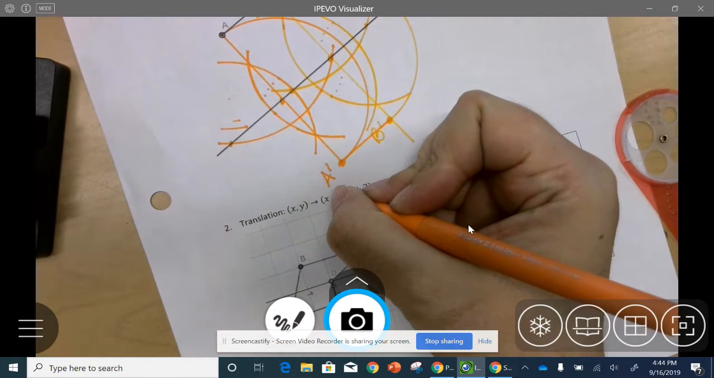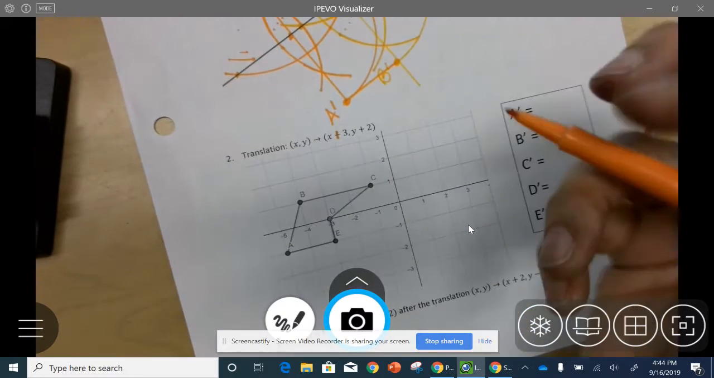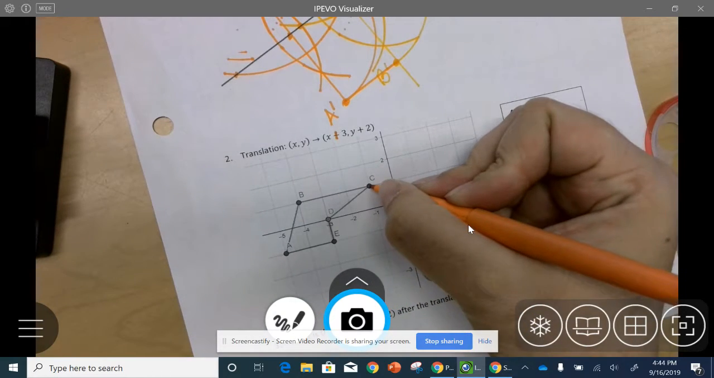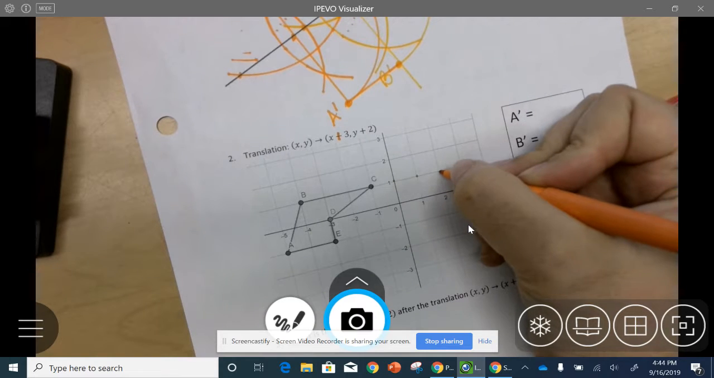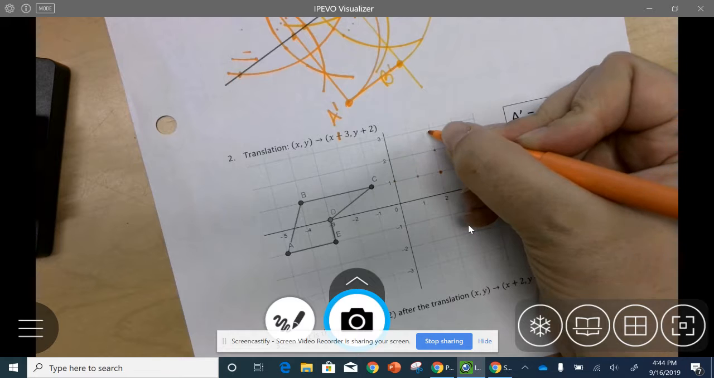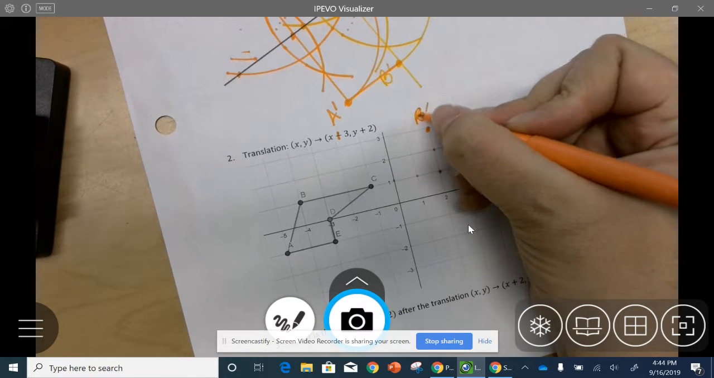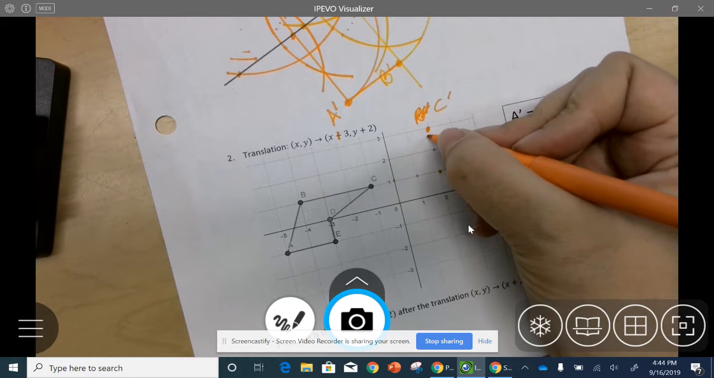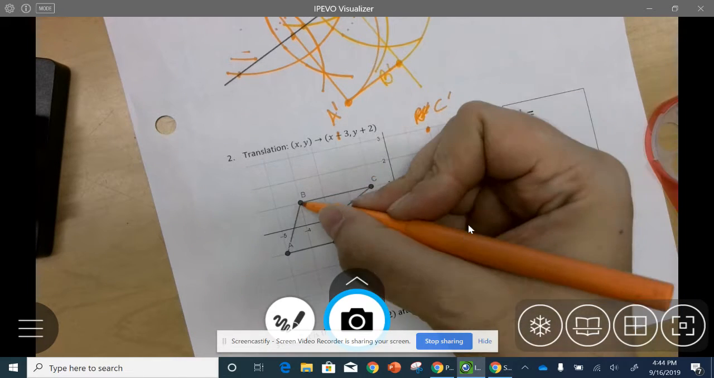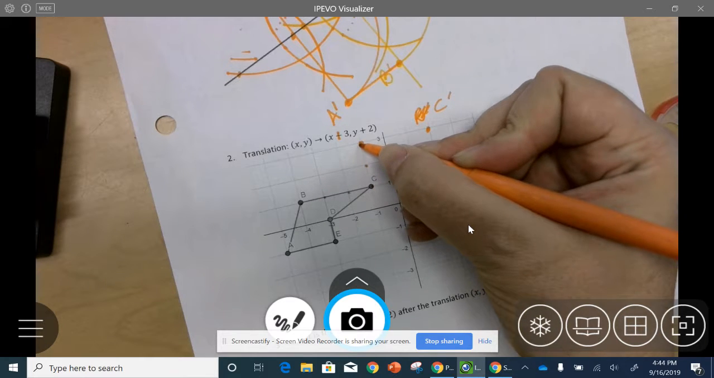So I'm going to change this to +3, just so we actually are able to have it on here. So from C, I'm going to go 1, 2, 3 right. So 3 right, and then up 1, 2. Okay, I do the same thing. So now we have C. So now that becomes C prime. I do the same thing with B. So 1, 2, 3, up 1, 2. So right 3, up.